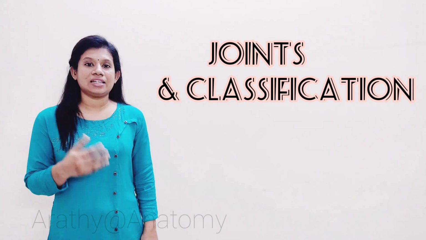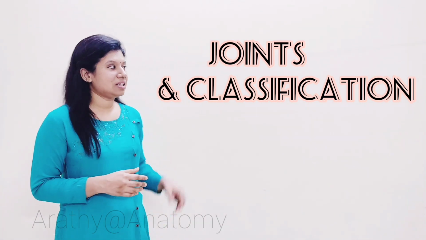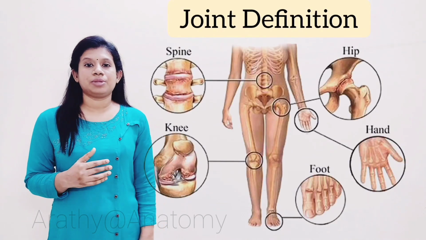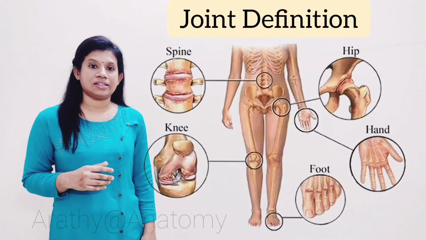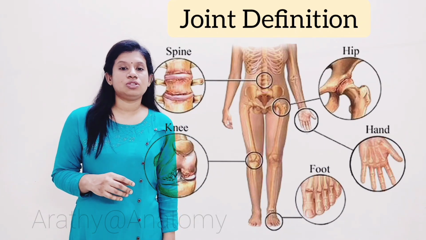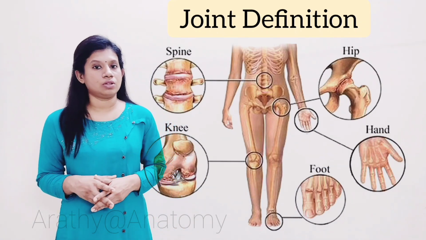So today I am going to explain about joints and their classification. So we'll see what is a joint. A joint is the junction between two or more bones or cartilage. It is a device to permit movement. However, immovable joints are primarily meant for growth.